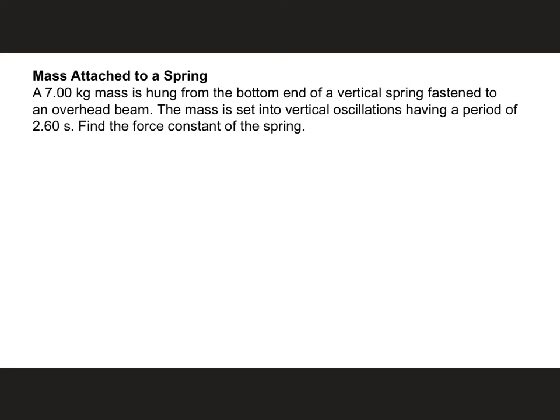All right. Mass on a spring. Yay. We've done a little bit of this before. Here's an equation, the period. When you're talking about a mass on a spring, we just saw the frequency version of this, which is the inverse of it. And so: a 7 kilogram mass hung from a spring, vertical oscillation with a period of 2.6 seconds. Find the force constant of the spring. So we need to solve for K.